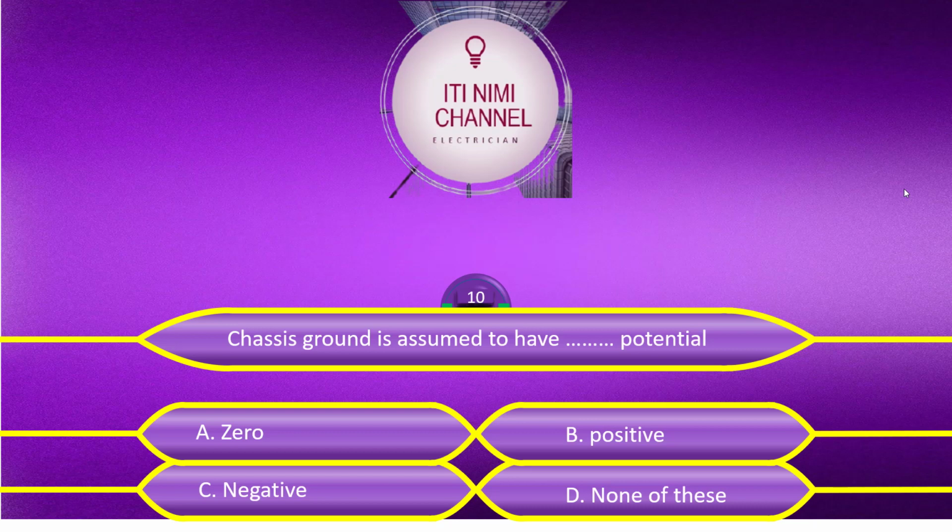Chassis ground is assumed to have dash potential: 0, positive, negative, none of these. The answer is 0.